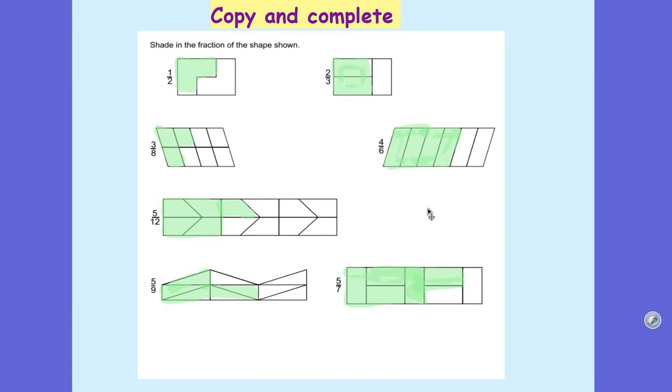Okay, these are the answers. Please check how you did. Notice that all the shapes are split into equal parts, but those equal parts can be any shape that they like within the shape. As long as they're equal, it still works.